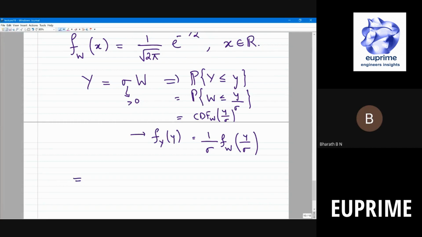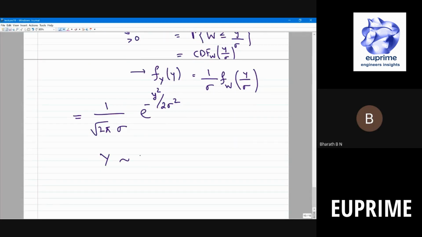What is this? This is 1 by root 2 pi. I have a sigma here, I'll put it here. E to the power minus x squared becomes what? This is y by sigma, so this is y squared by 2 sigma squared. So what is y? You can say y is Gaussian, 0 mean, variance sigma squared. You know that sigma squared is your variance, right? That means the expected value of y squared is sigma squared. Fine. Okay with this? Yes, sir.